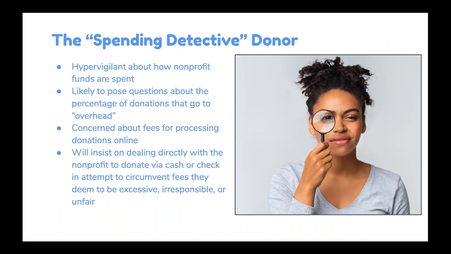Next up is one of my personal favorite donors, the spending detective donor. These are the people who keep a close watch on your spending and pore over GuideStar reports and want to make sure that your organization is spending their donations responsibly to the point of being a little bit hypervigilant. These are the sorts of donors who call up and want to know right off the bat what percentage of donor funds you spend on overhead. In general, these are people who are very concerned about overhead and making sure that your nonprofit is using their donations in a way that they approve of.